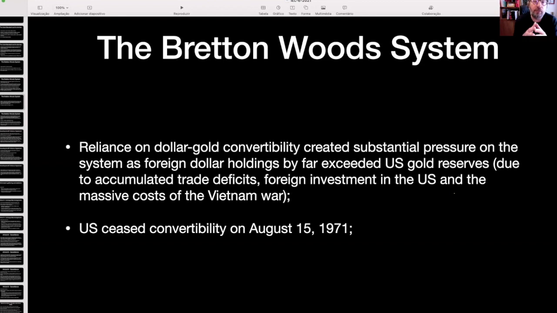After a while, there are far too many US dollars held by central banks in other countries, more than there is gold to ensure that the US can convert those US dollars held by foreign central banks into gold. And at the time there was another instance where the US was very criticized, particularly by France.